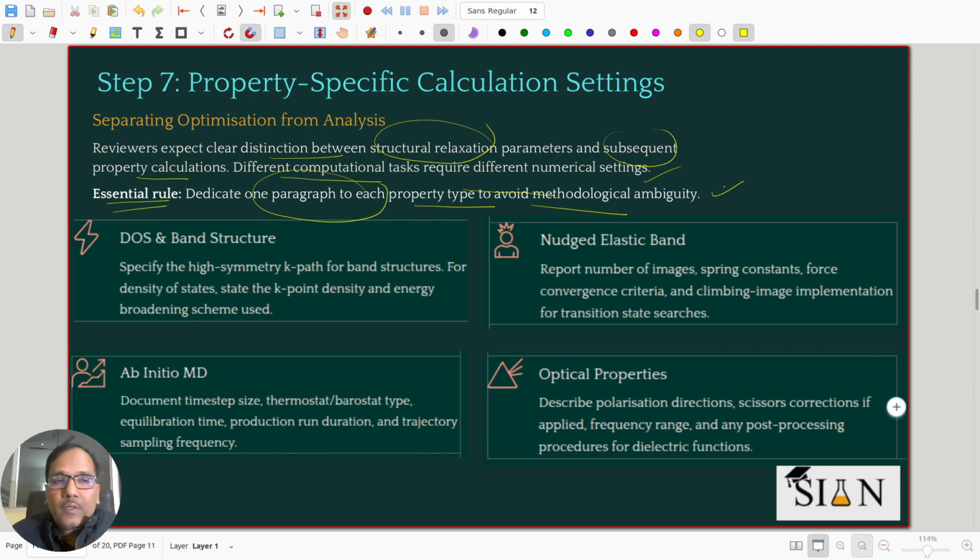Even in all these 6 steps, you can use one paragraph or two paragraphs, and the 7th step you have to use in a separate paragraph. So DOS and band structure. Here a high symmetry K path for the band calculation, and for density of states a denser K point grid is used, and also an energy broadening scheme is used. And for nudged elastic band NEB, report the number of images, spring constant, force convergence criteria, or climbing image implementation for the transition state.